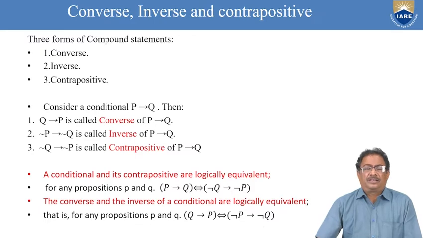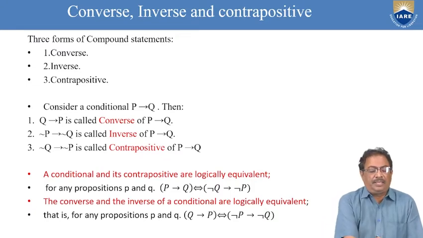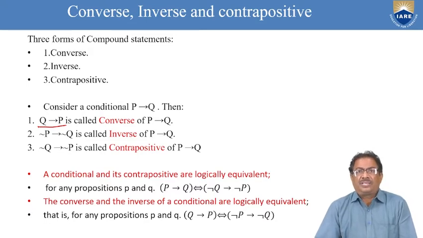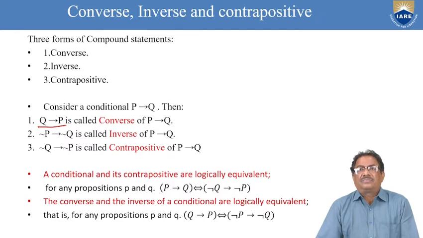For the given conditional, if P then Q, if Q then P is called the converse of the conditional if P then Q. If we consider the negation of P, then if negation of P then negation of Q is called the inverse of if P then Q. And if negation of Q then negation of P is called the contrapositive of if P then Q. So for any conditional if P then Q, we write the converse, inverse, and contrapositive.